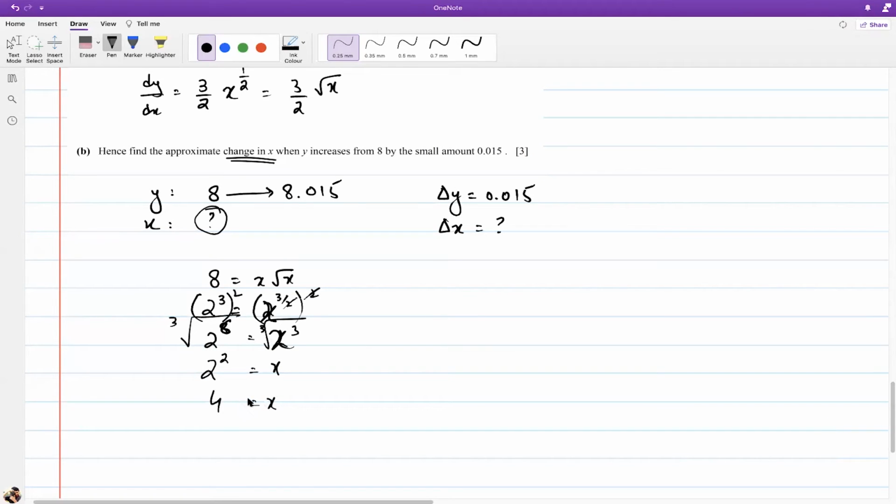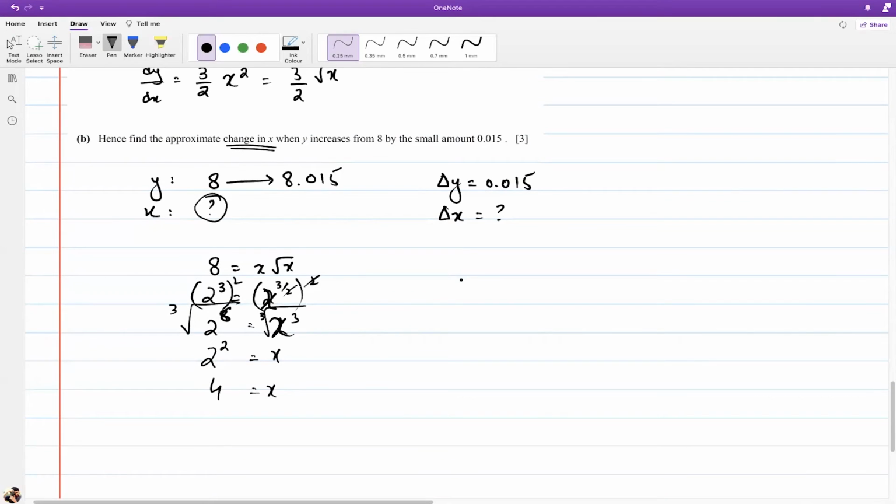So हमारे पास x equal to 4 आ गया है. And once you have that, the next thing which is really easy to do is that, okay, we want to find change in x, right? Y is basically the dy by dx thing. यही होता है ना, change in y divided by change in x is basically a gradient. Why? Because we are assuming कि gradient जो होता है वो derivative ही होता है.